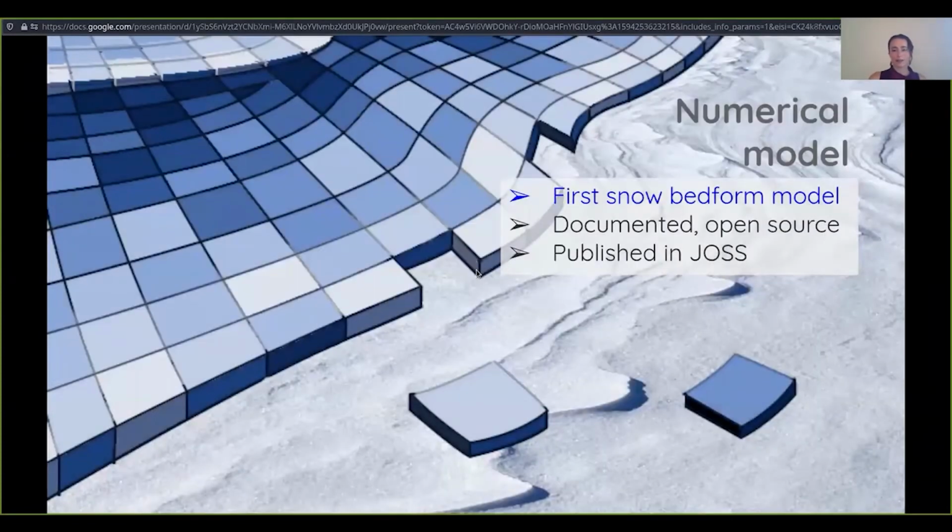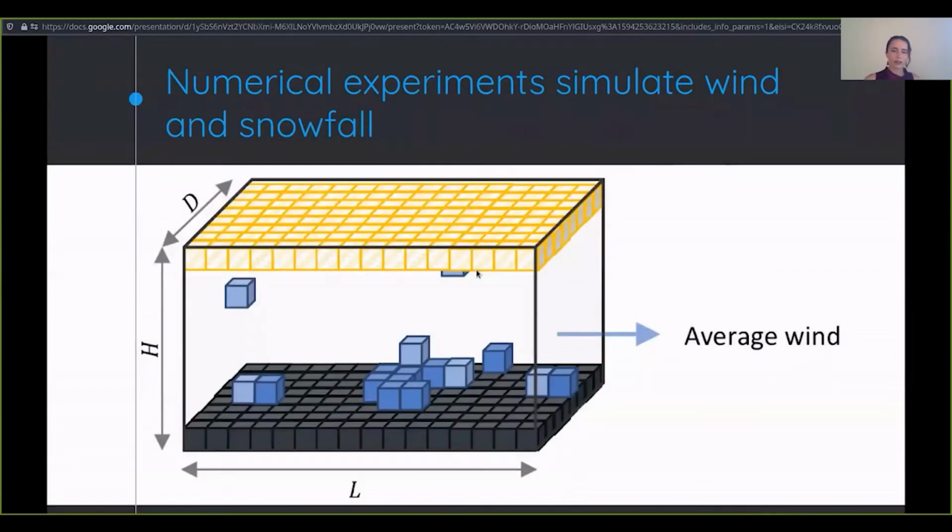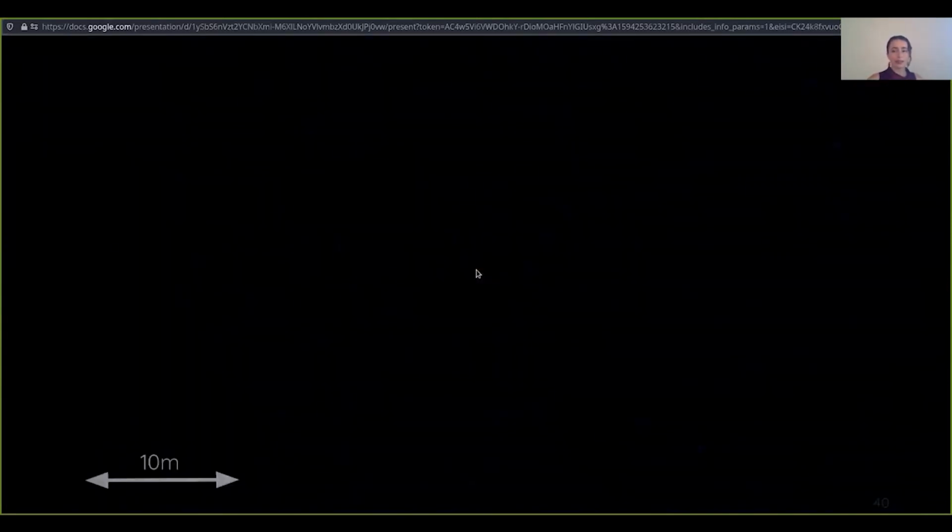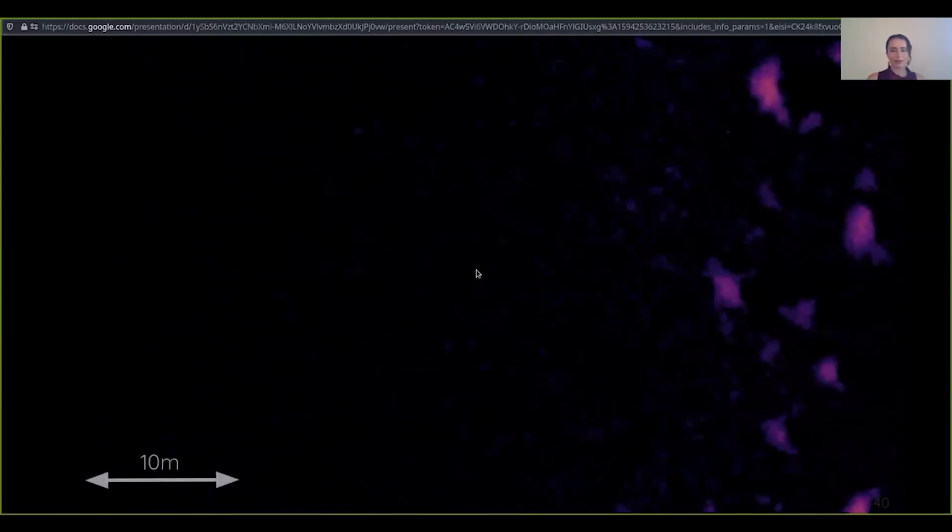So putting that all together, I get the first numerical model of snow bed forms, got it out there open source. And using this, I ran a series of simulations to show how snow surfaces evolve as a function of wind speed and the rate of snowfall. And these are also quite pretty.